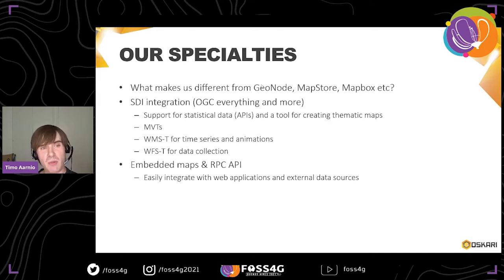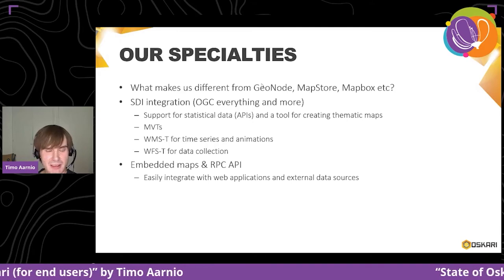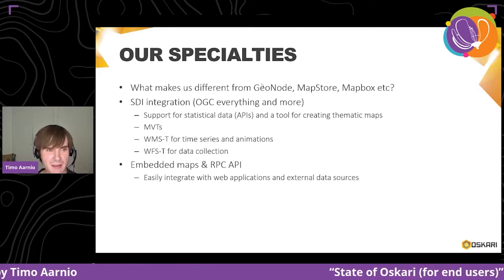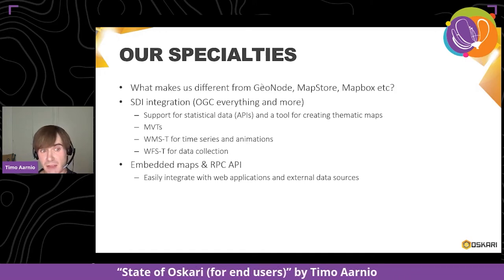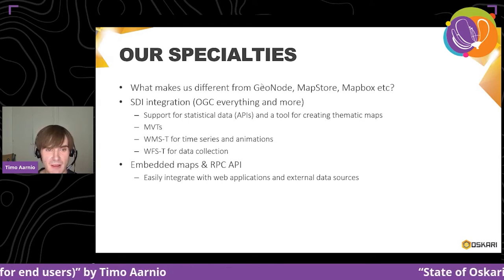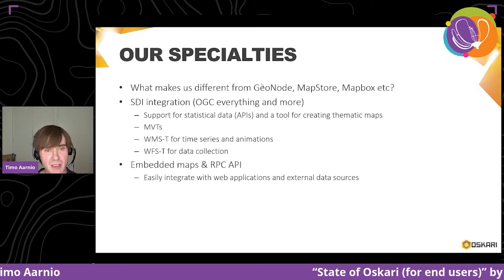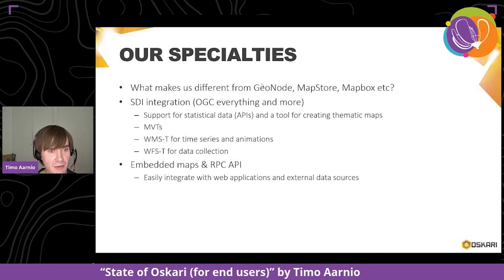So what makes us different? What makes us a bit special? How do we differ from the so-called competitors? There's a whole bunch of great free and open source software to achieve your goals, but when to choose Oskari and what makes us different. So we've always heavily relied on integration to spatial data infrastructures. So that means basically those OGC services and APIs I mentioned on the previous slides. We can pretty much integrate to any of those services.